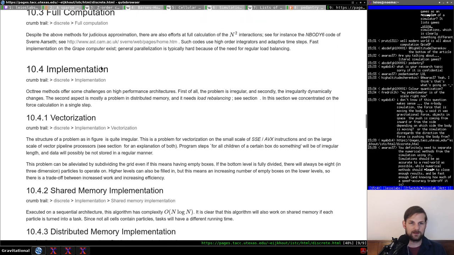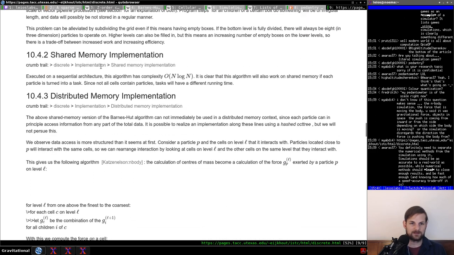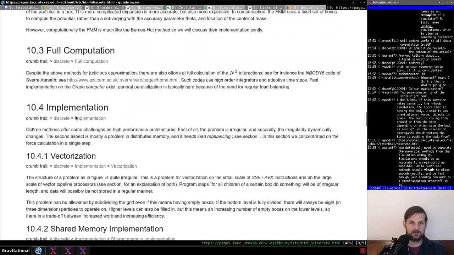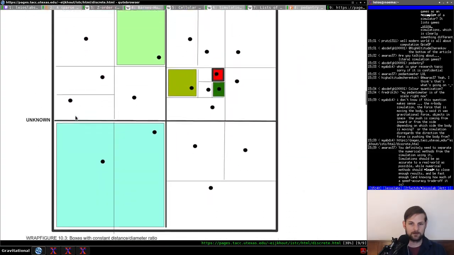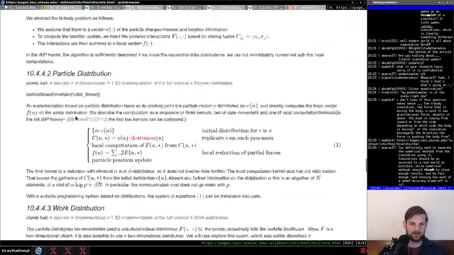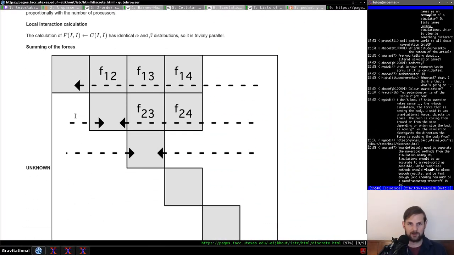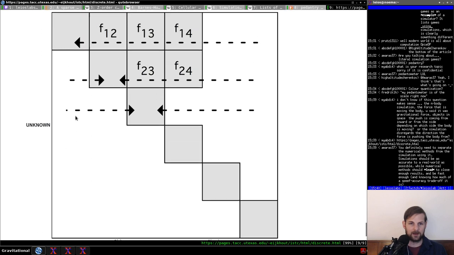Fast multipole method, right? Full computation, implementation, vectorization, shared memory implementation. Oh, they go as far as shared memory implementation. Really? Okay, interesting. Distributed memory implementation. This must be for... Interesting. Okay. This is actually a pretty decent web page. I mean, the fact that they talk about shared memory at all is kind of interesting to me.